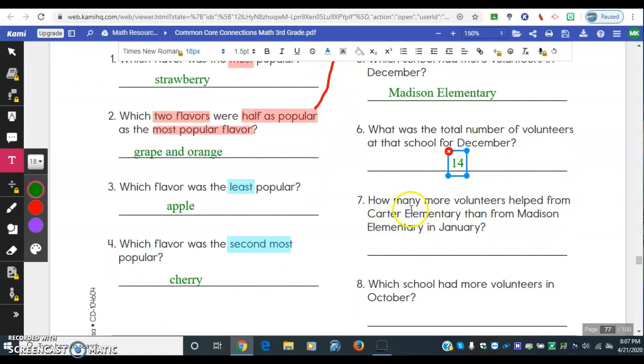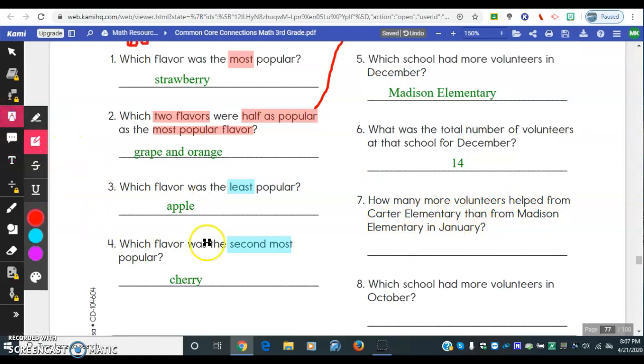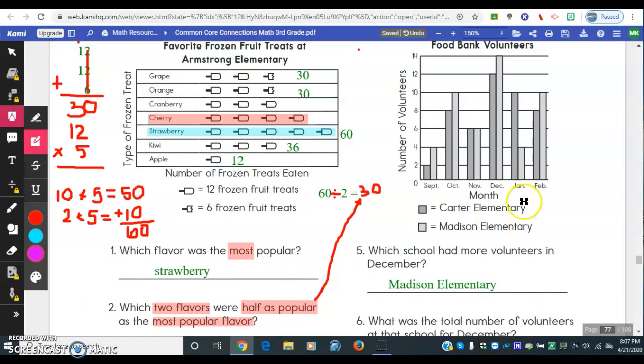Question 7 says, how many more volunteers helped from Carter Elementary than from Madison Elementary in January? The first thing that draws my attention is the part that says, how many more? I know that those are subtraction words. The second part that I'm going to be looking at is the month of January. So I'm only looking at January now. I'm going to go up to January, and I'm going to notice that the dark gray bar for Carter stops at the 10, and the light gray bar for Madison stops at the 4.